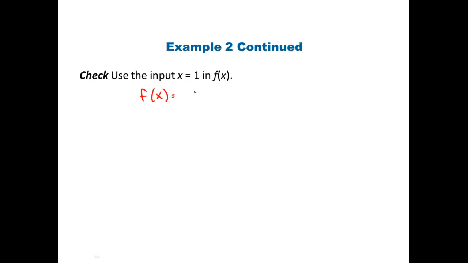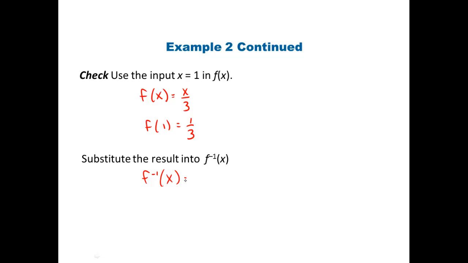So we were given f of x was x over 3. If we plug in 1 for x, this becomes 1/3. And that's it. Just 1/3, there's no other steps here. So let's substitute the result into the inverse. Let's just write the inverse again, was 3x what we got.